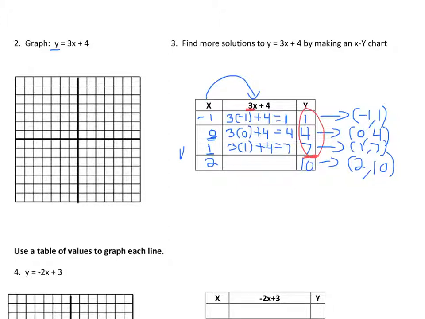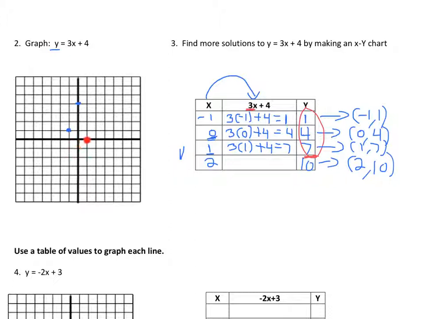Let's see here. I'm going to graph that -1, 1. So I go to the left one, up 1. So -1, 1 is right there. Okay, when I graph this 0, 4, I just go up 4 units. So I'm right here at 0, 4. And let's see here, 1, 7.